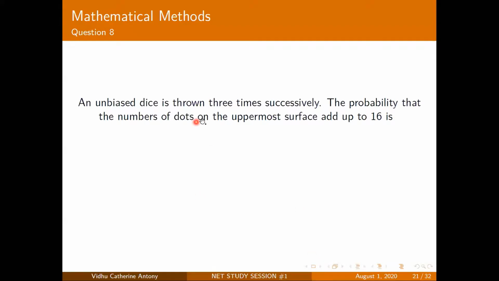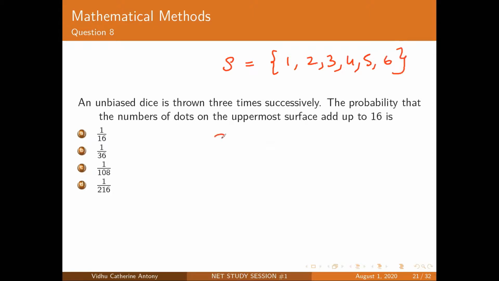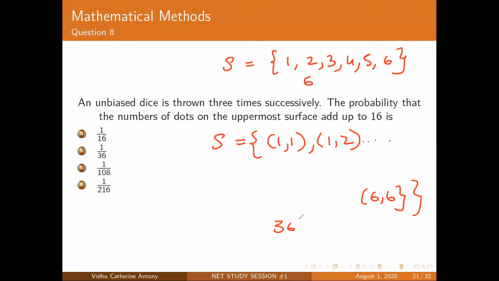The unbiased dice is thrown 3 times successively. The probability that the number of dots on the uppermost surface add up to 16 is what we need. Let's just consider one die. If you consider one die, your sample space is basically 1, 2, 3, 4, 5, and 6. Now you've also done rolling 2 dice: 1,1, 1,2, and so on, up to 6,6. Here you had a 6, here you have 36. So the number of elements in your sample space is 36. Here you just had a 6.